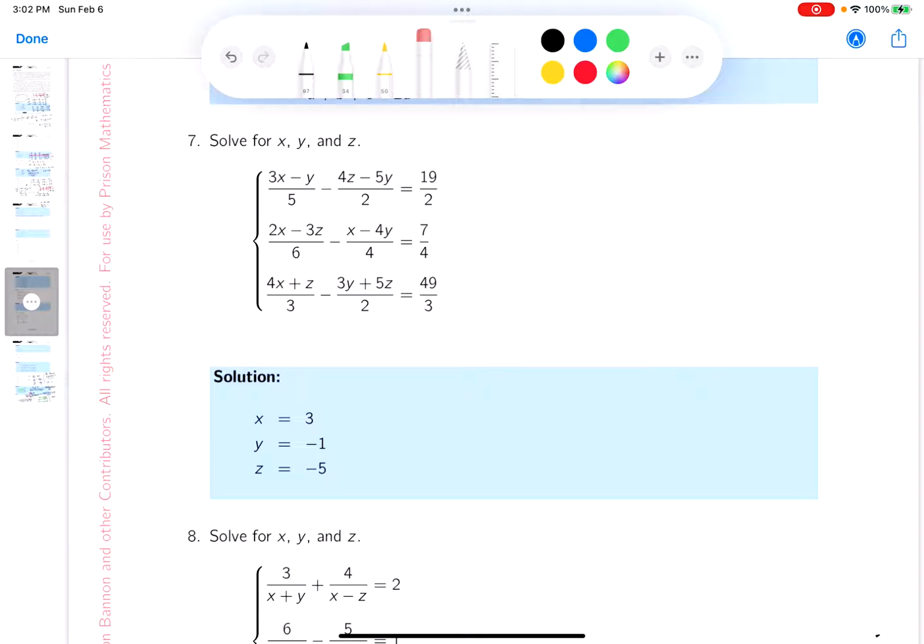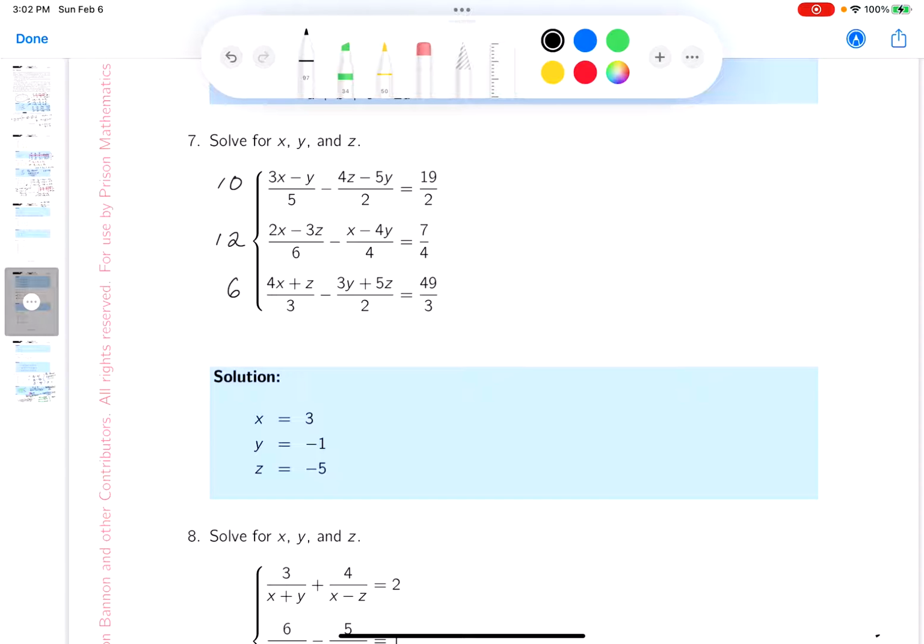Okay, let's start at the beginning by getting rid of the fractions, and certainly something I would recommend. But again, if you see something different, you can always do something different. I'm not saying this is the only way to go about doing the problem. I'm going to multiply the top equation, the first equation or row 1, by 10. The second equation, I'm going to multiply by 12. And the third equation, I'm going to multiply by 6.